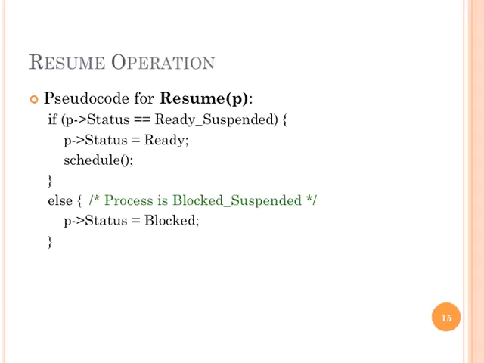You notice if the status is ready suspended, we just change it to ready and we schedule, which means, hey, scheduler, pick somebody to run. We have no guarantee that it will be P. Make that really clear. P may be really low priority. There may be something really important that needs to be taken care of. P may be the only process. So in that case, it may get the processor right away. Okay? Otherwise, if we're in block suspended, we go to blocked. Okay? So those are all pretty straightforward.